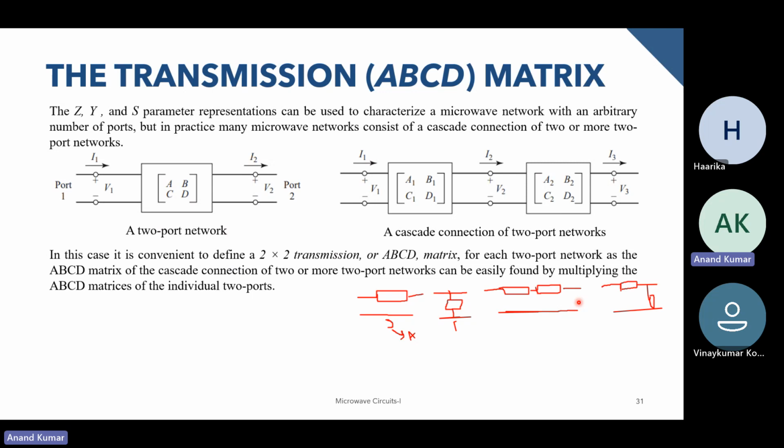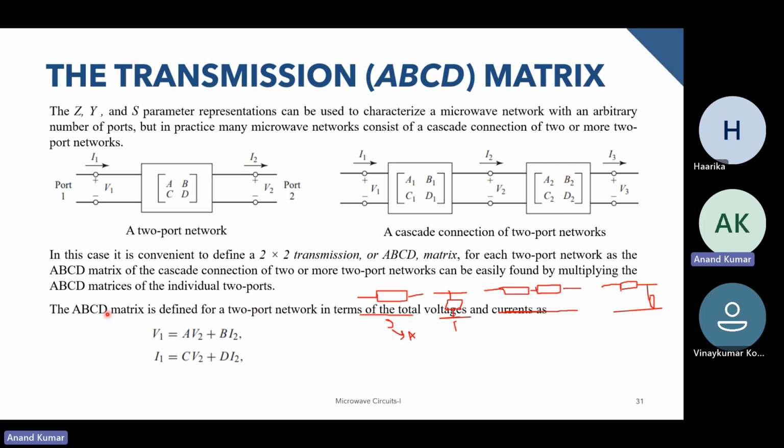Once you have multiplied all these matrices, you'll get a final ABCD matrix, and you can convert that ABCD matrix into the S matrix or Z matrix, whatever you need, and you can get the S matrix for the entire system. If you had to directly calculate the S matrix for this complicated circuit, it would be more stressful. So going through this ABCD path makes it easier.